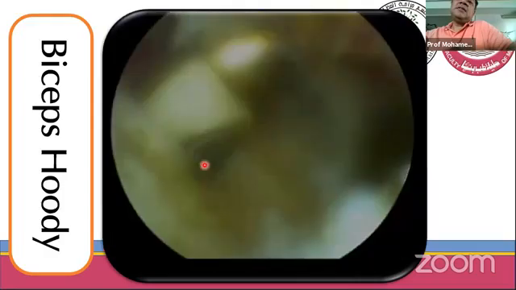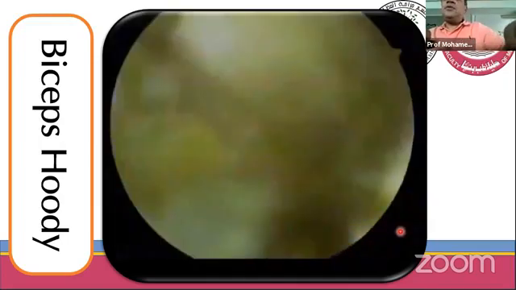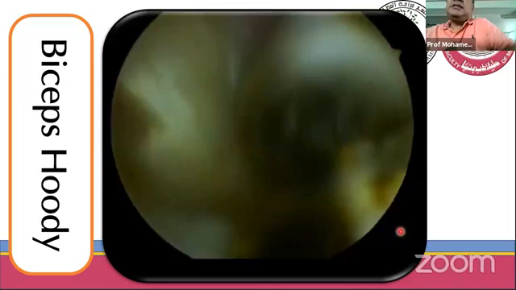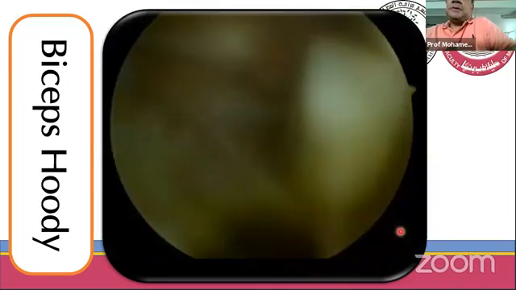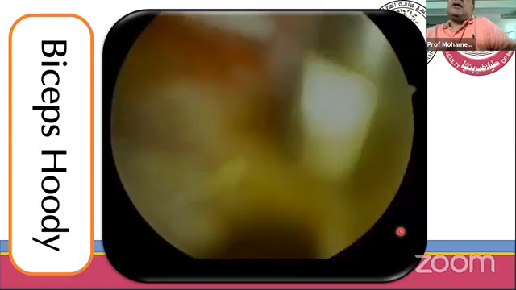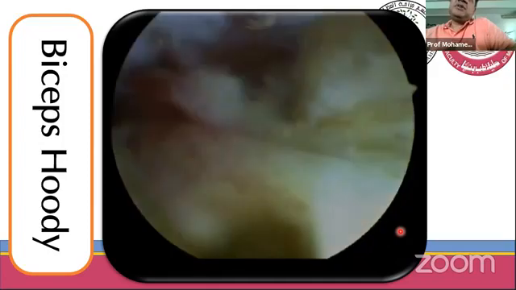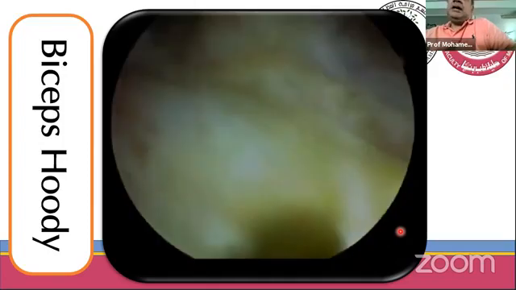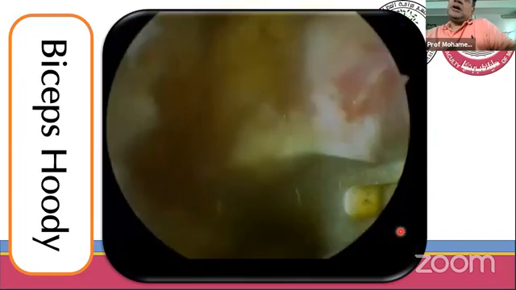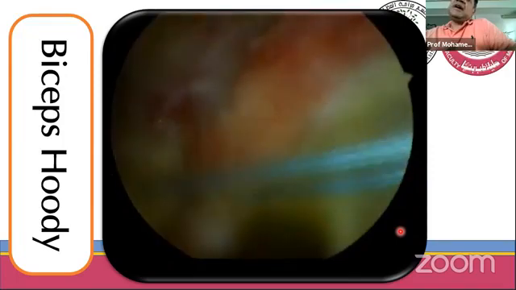I didn't kill the biceps, and I prefer to release the biceps and make it free, but still it is attached to the superior labrum and the muscle belly lower down. I tried to make some sort of margin convergence to decrease the size of the gap.